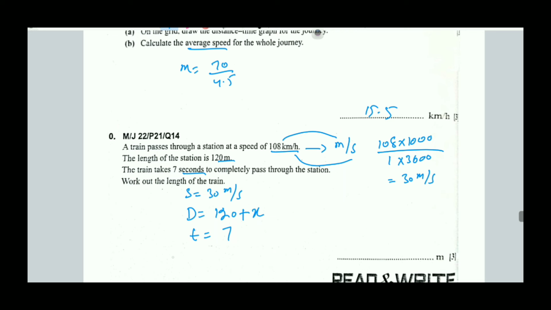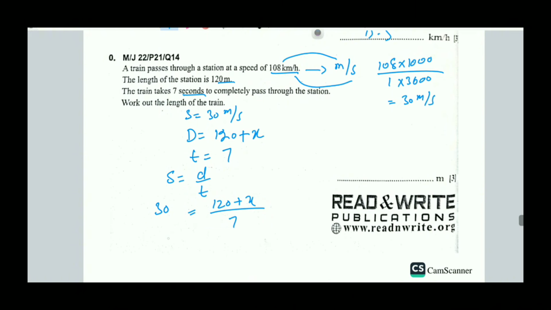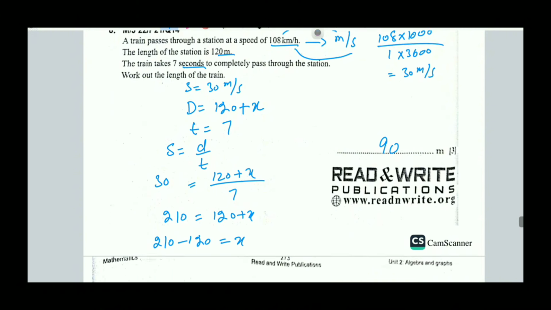Now you can easily use the formula here because the question is without a graph. You can use the formula speed is equal to distance over time. Speed is 30 and distance is 120 plus x, over 7. So 7 multiplied by 30 is 210, equal to 120 plus x. 210 minus 120 is equal to x, and that is 90. This will be your answer.